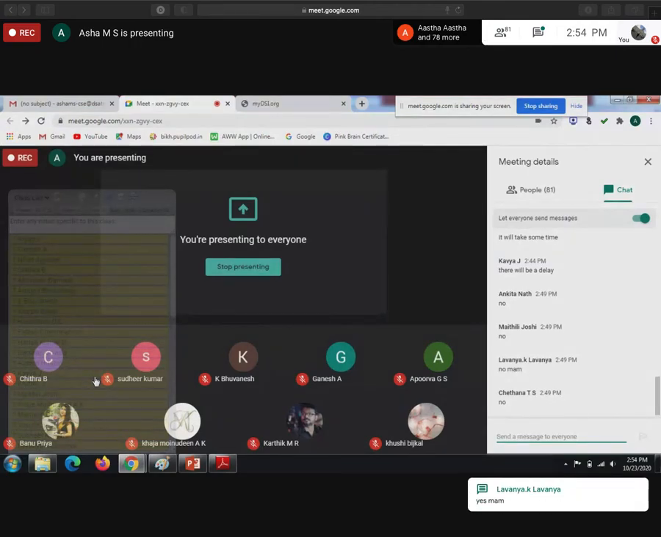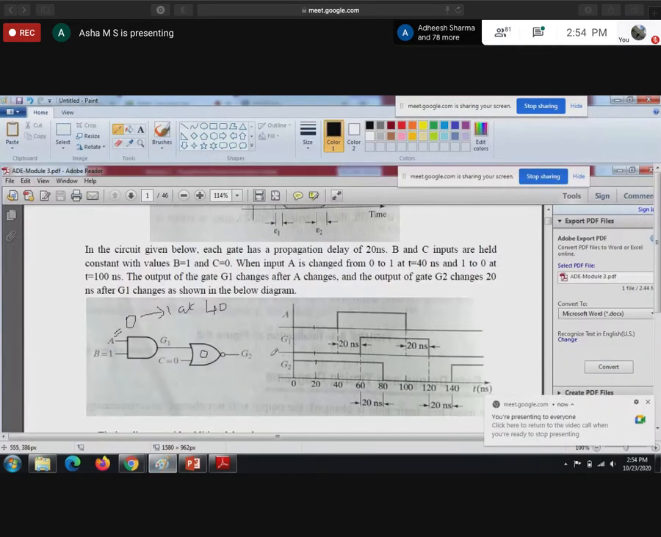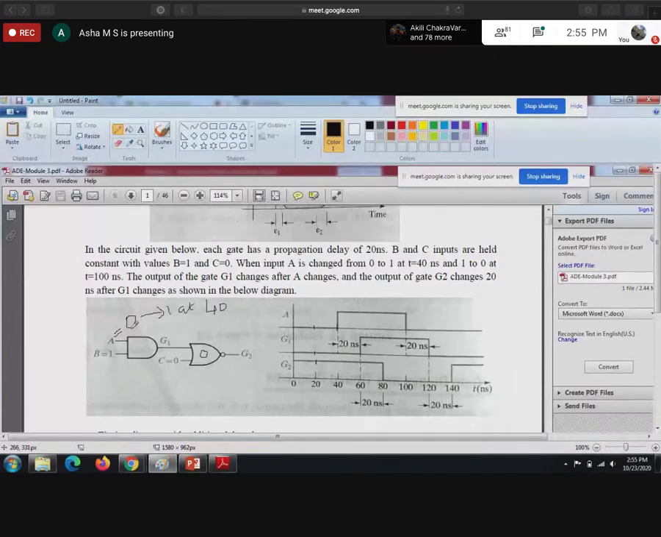Guys, are you clear with this? First 40 nanoseconds. When time comes to 40 nanoseconds, the input value of A is going to change from 0 to 1. At 40 nanoseconds, A is going to change from 0 to 1. Hope you can see it. So now it is changed to 1.